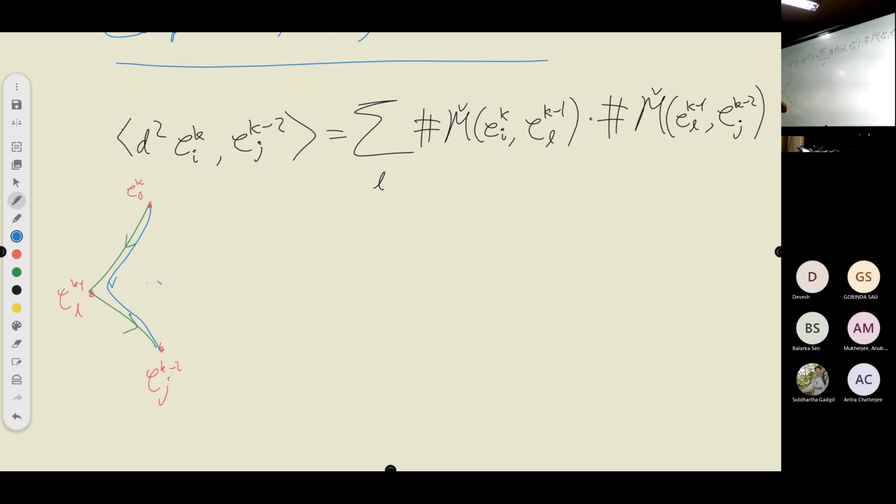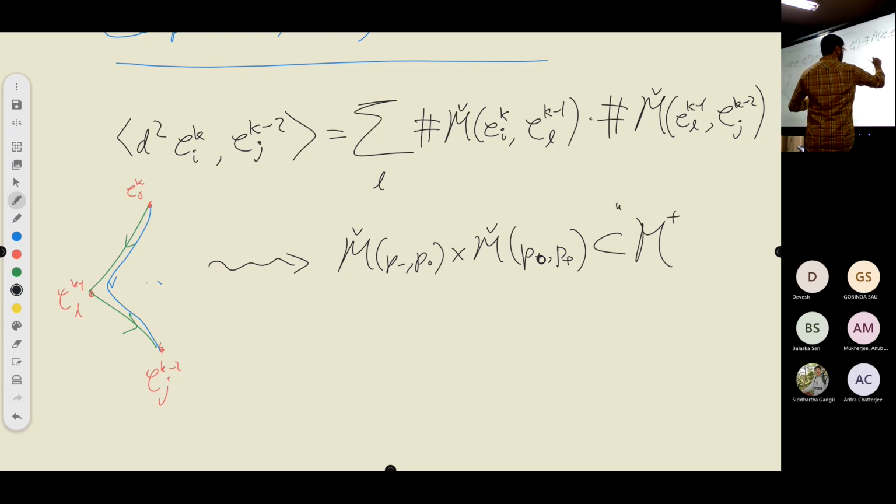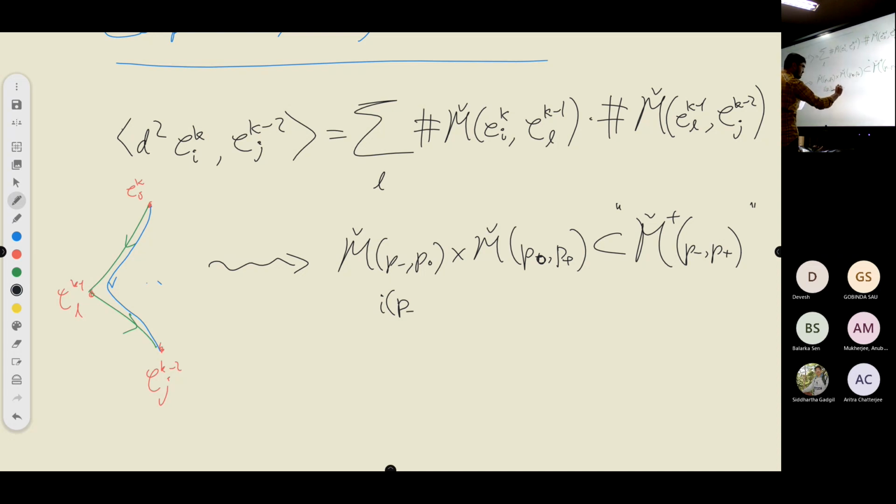So what this suggests is that, where the index of P minus is the index of P0 plus 1. Is it minus 1? I think it's minus 1.